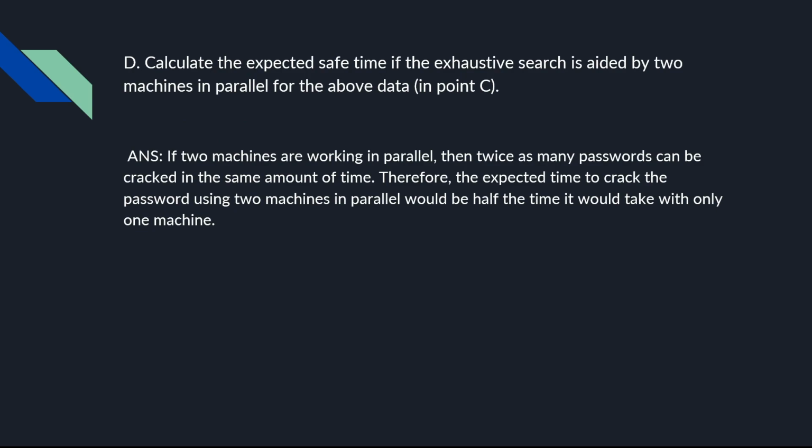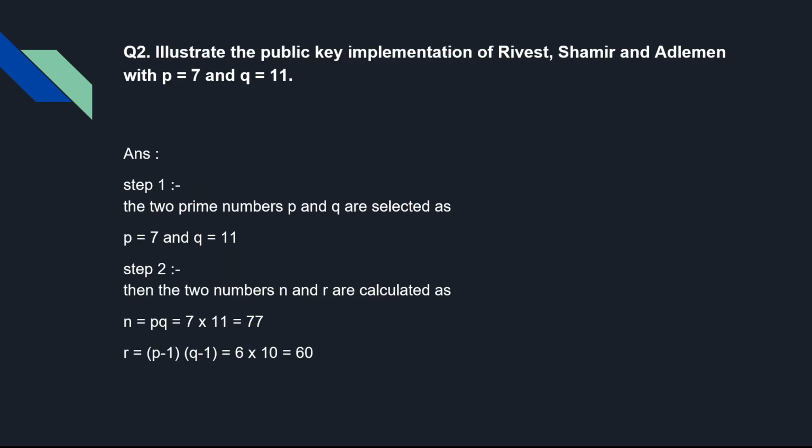Now the last part of the first question is, calculate the expected safe time if the exhaustive search is carried out by two machines in parallel for the above data in point C. So the answer is, if two machines are working in parallel, then twice as many passwords can be cracked in the same amount of time. Therefore, the expected time to crack the password using two machines in parallel would be half the time it would take with only one machine. So that's all about our first question.